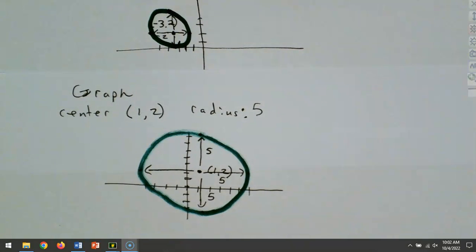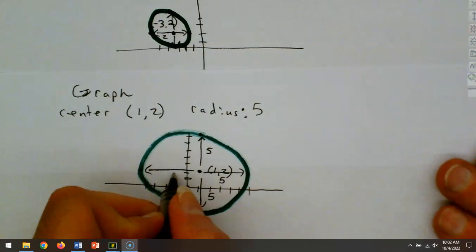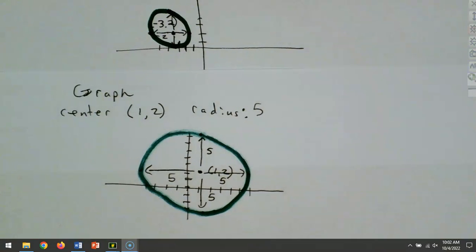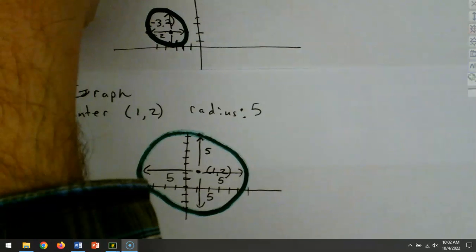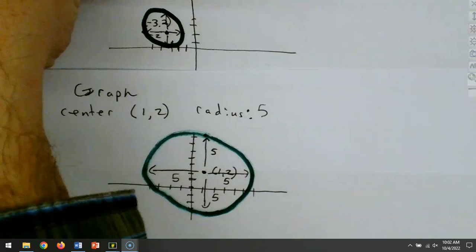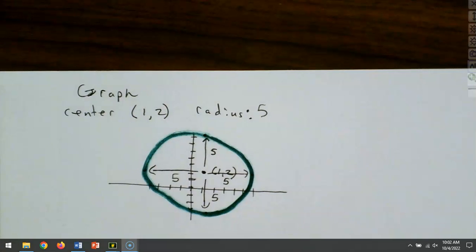And that's what we do. They go 5 units, in this case, in each direction. So whenever we graph a circle, we need to have a center and we need to have a radius.